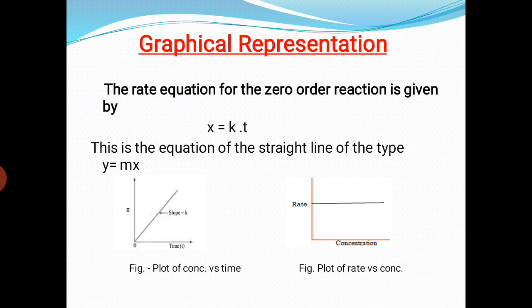Graphical representation of the zero order reaction. As the rate equation for the zero order reaction is x is equal to kt, this is the equation of a straight line of the type y is equal to mx. Thus, when a graph is plotted between x versus time, a straight line passing through the origin is obtained. The slope of this line gives you the value of k. But when the graph is plotted between the rate versus concentration, it is found that the rate is independent of the concentration of the reactant and gives a straight line parallel to the x-axis.